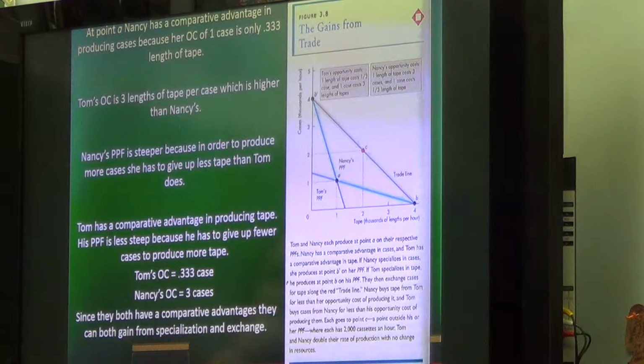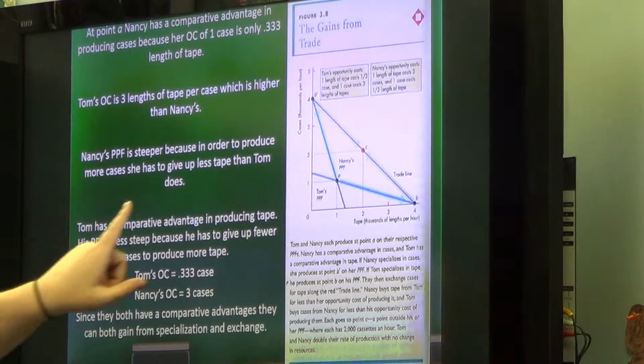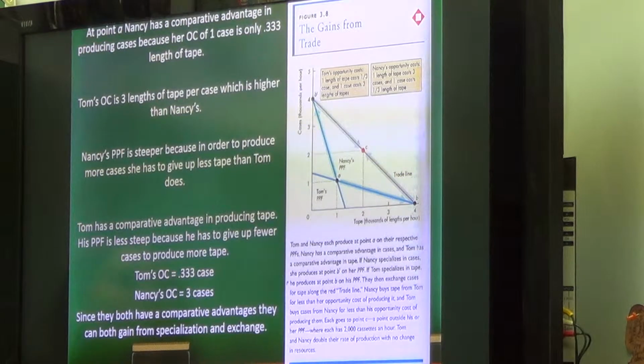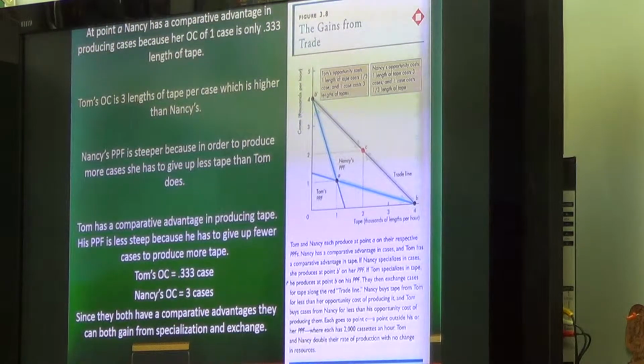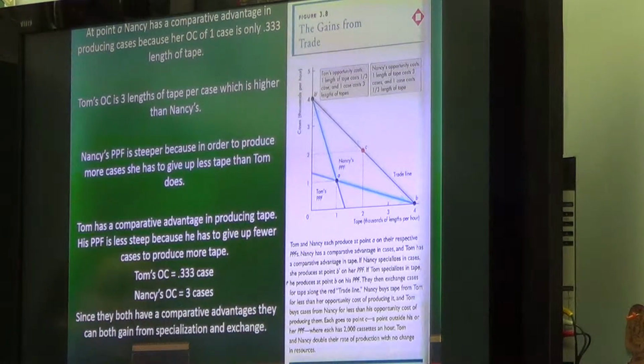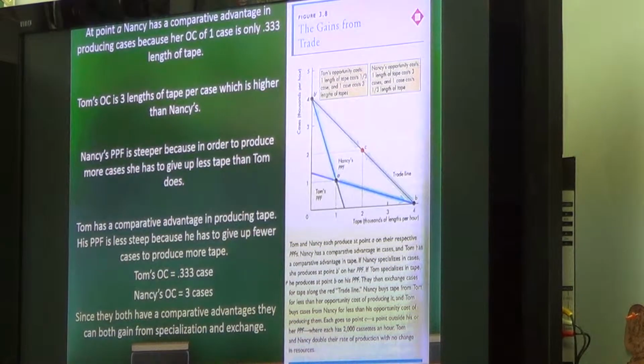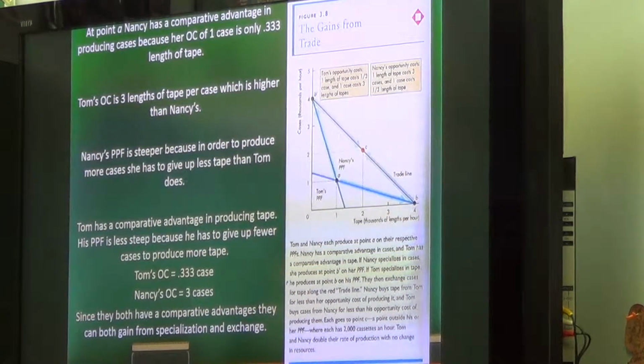And then Tom has a comparative advantage in producing tape, so this would be Tom's, because his possibility frontier is less steep, he has to give up fewer cases to produce more tape. So Tom's opportunity cost is 0.333 cases, Nancy's opportunity cost is 3 cases, Tom has a lower opportunity cost, he's better at producing tapes. Okay, is this making sense?